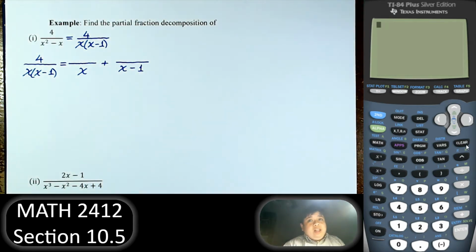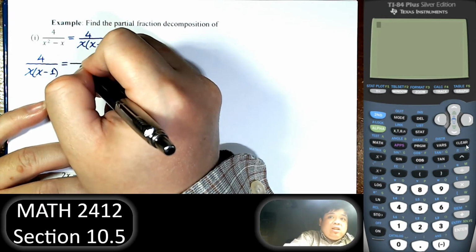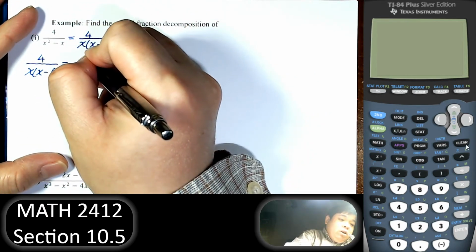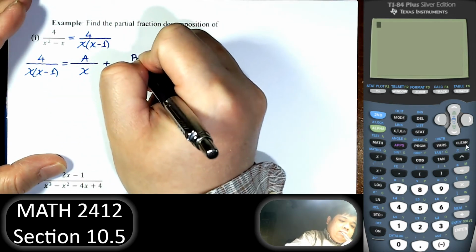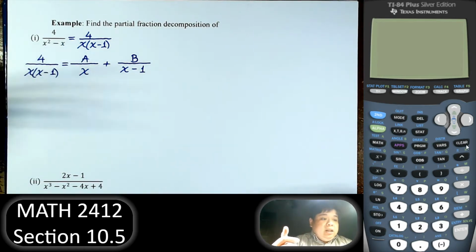Right, the degree on the top is always less than the bottom. So the top cannot have any x in it. If we have x on it, the degree will be 1 or bigger. So we can only have a constant. So let's have a here and then b there. Next, we just need to determine b and a.